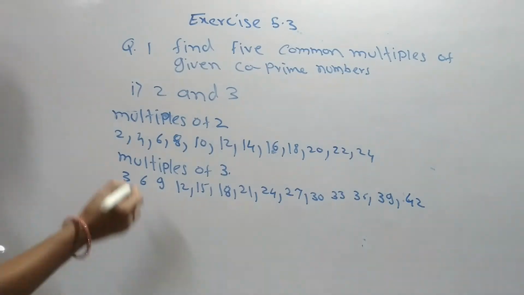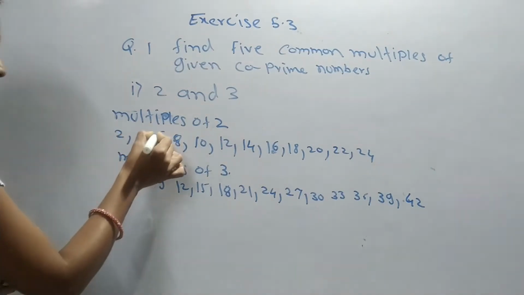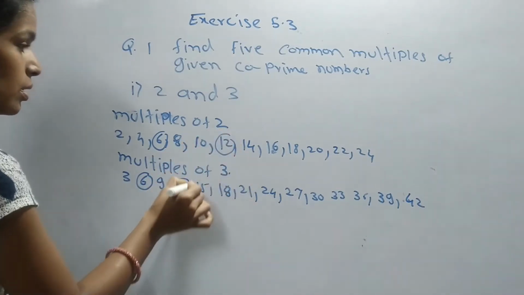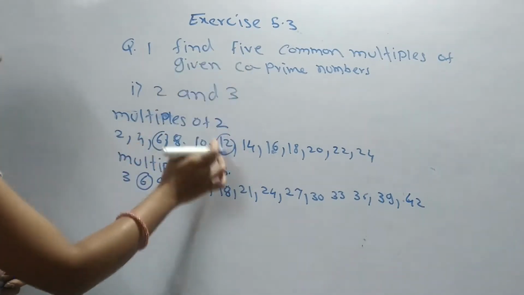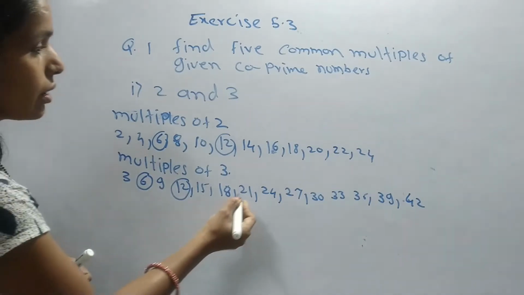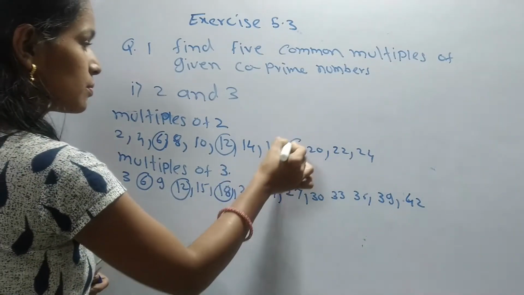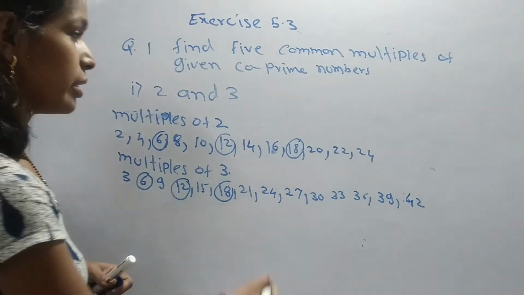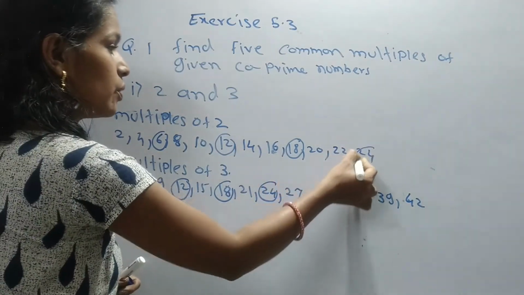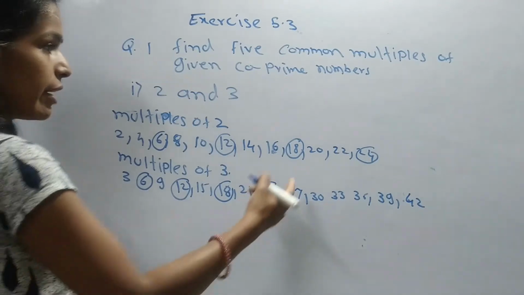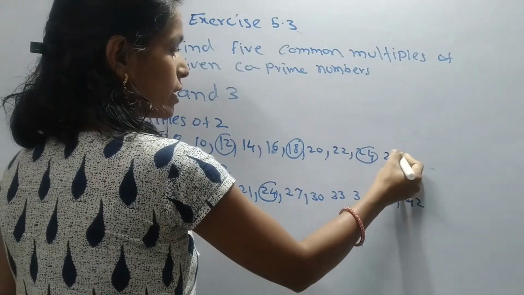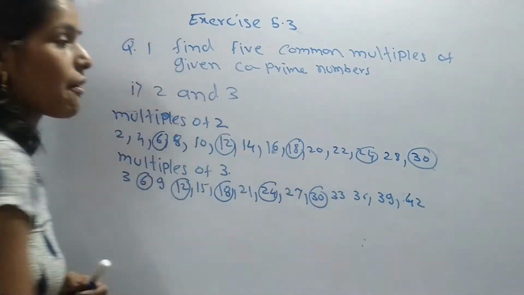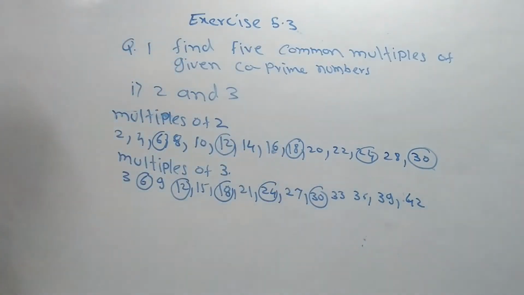Okay, now which are the common multiples here? This 6 is common in both. 12 is common. Okay, we want the 5 common multiples. 6, 12, then the third one is 18. Fourth one, which is it? I think 24. Yes, 24. One more we require. After 24, 30 should be here. So 30 is the fifth common multiple.